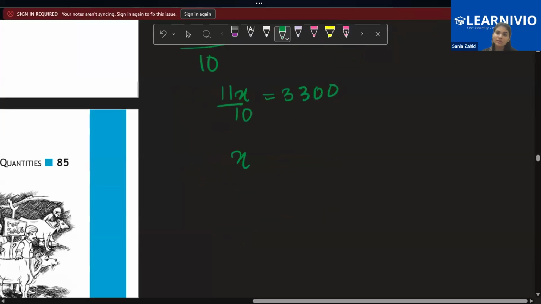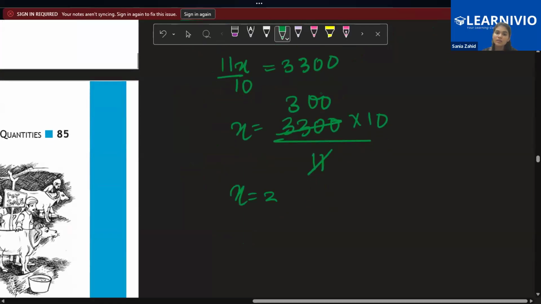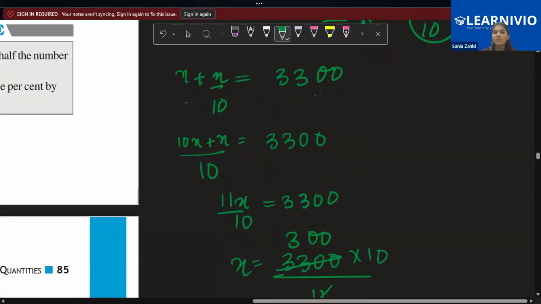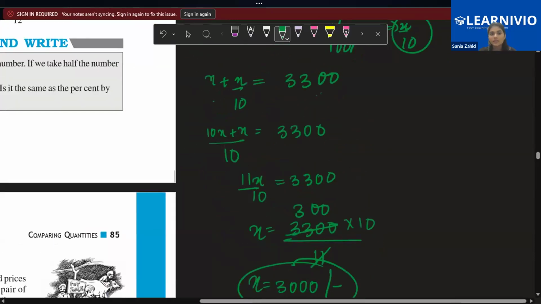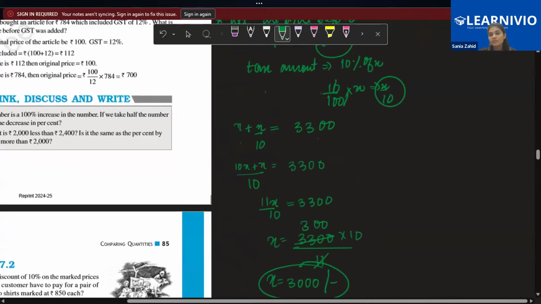Okay, so X is equal to 3,300 into 10 by 11. 11 into 3 is 33. So 300 into 10 is 3,000. So this is the amount before tax, right? Did you understand the concept?